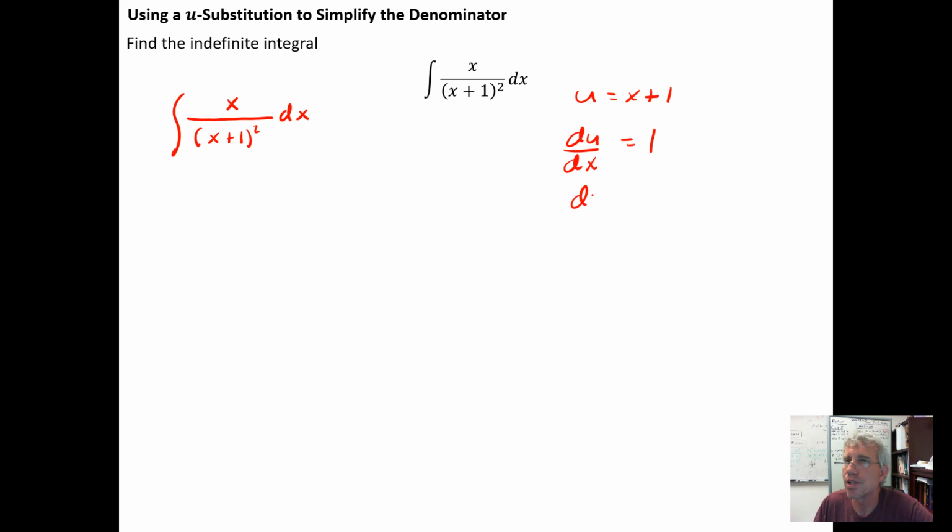So I see from this that du equals dx, and the other thing I see from this is, subtracting 1 from both sides of this expression, I see that u minus 1 is the same as x. So I can step over now to my integral and see if this helps me out at all.